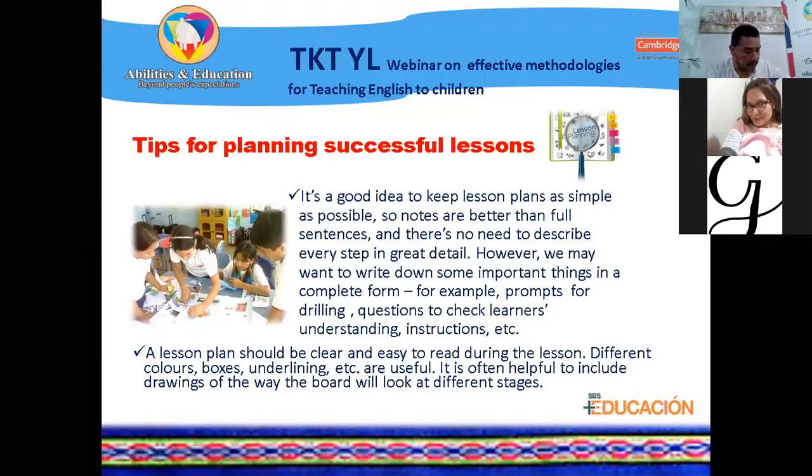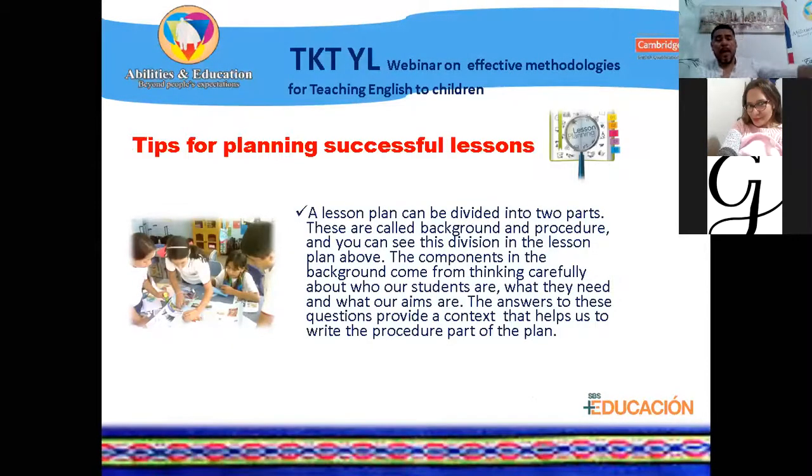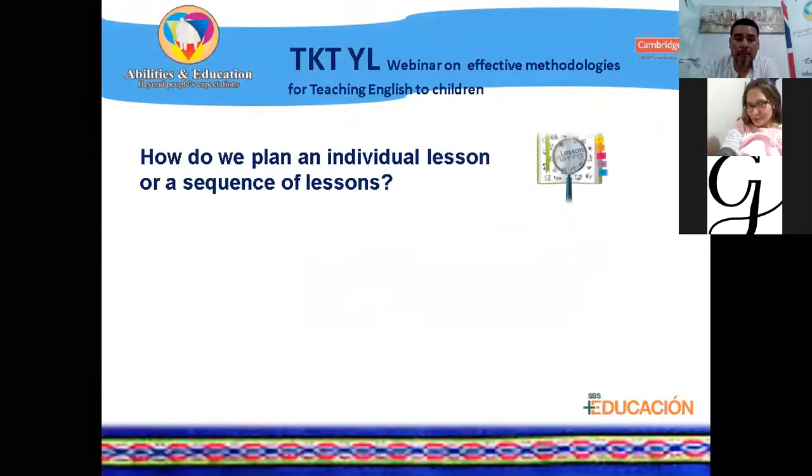Sure, Vladimir, a lesson plan has to be adaptable because you don't know what will happen. Yes, and a lesson plan can be divided into 2 parts. These are called background and procedure. And you can see this division in the lesson plan we had in the previous slide. The components in the background come from thinking carefully about who our students are, what they need, and what our aims are. The answers to these questions provide a context that helps us to write the procedure part of the plan.